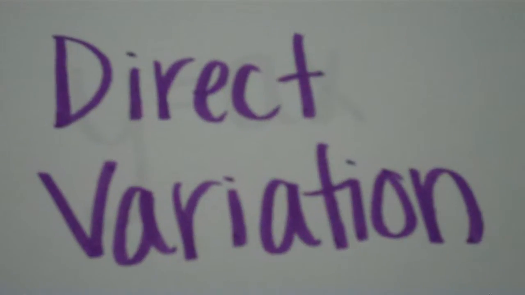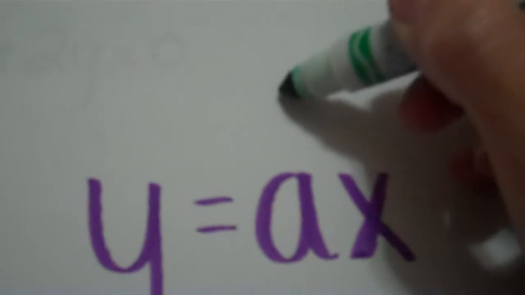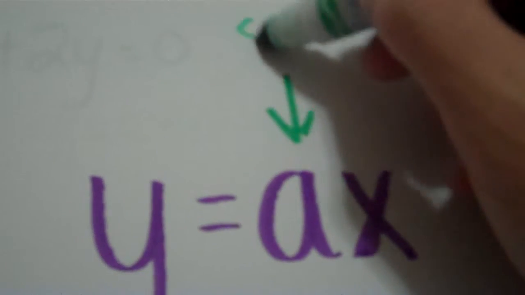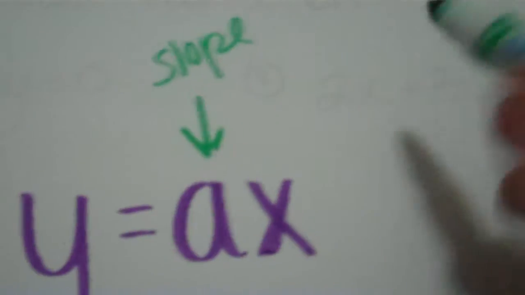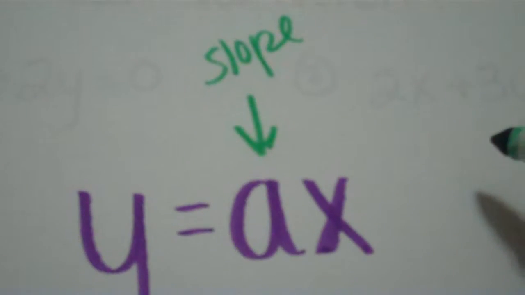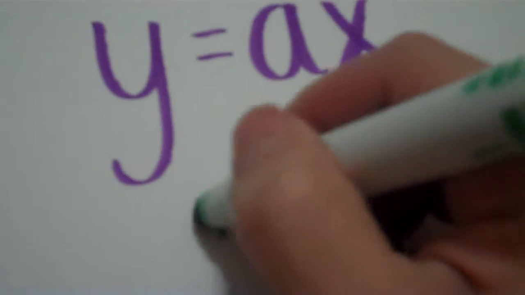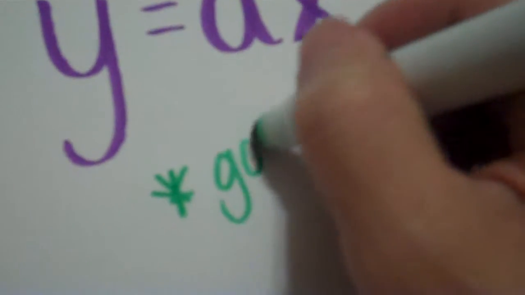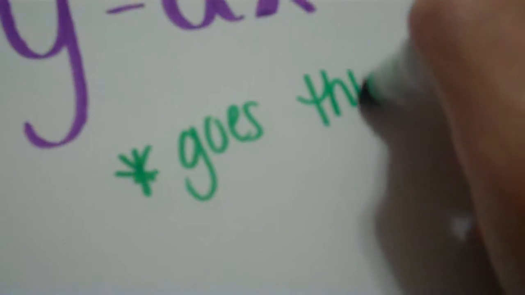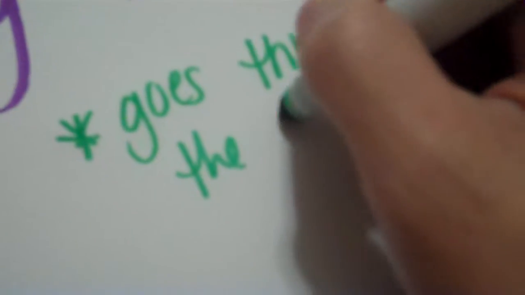Direct variation. So direct variation is this, y equals ax. All this means is the slope, right? Slope's the number with x after you solve for y. And basically what this means is there is no y-intercept. The y-intercept is 0. And a really important thing is that it goes through the origin.